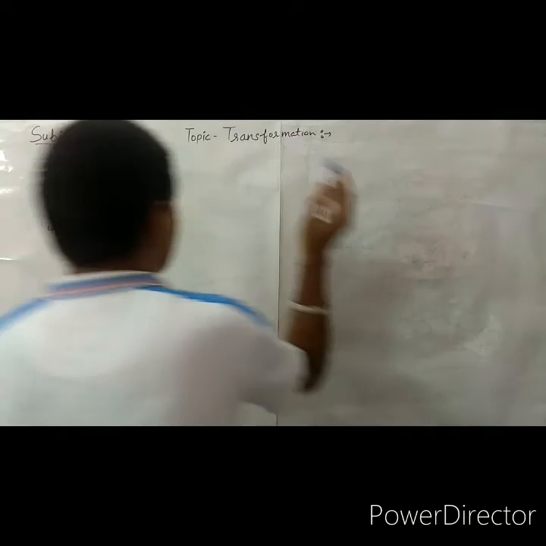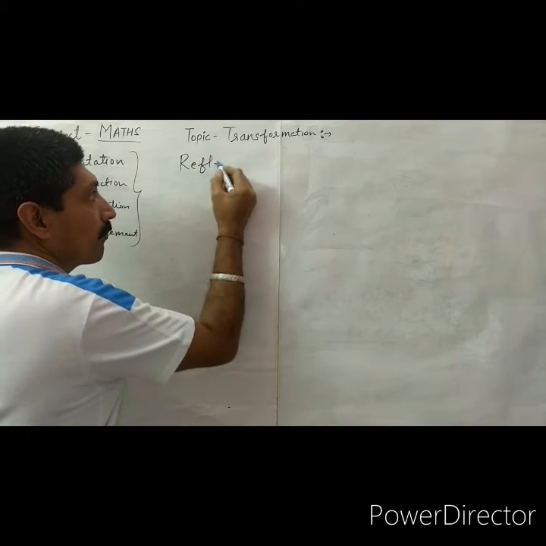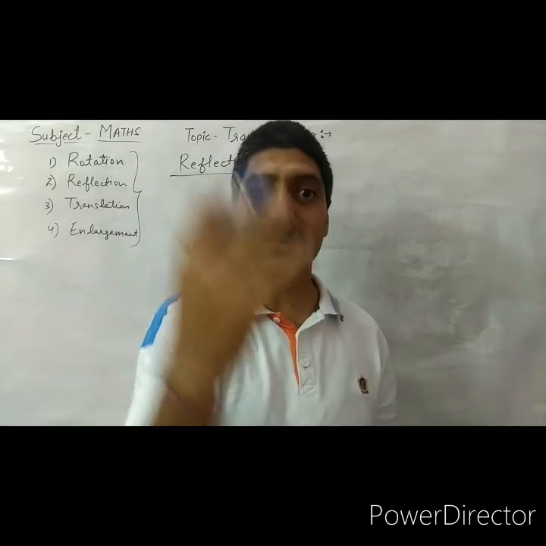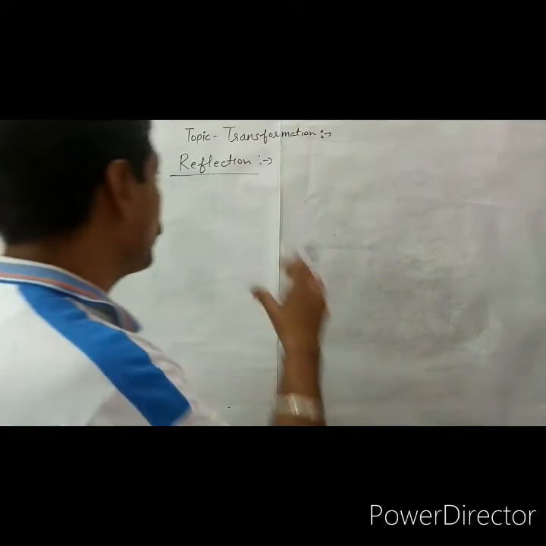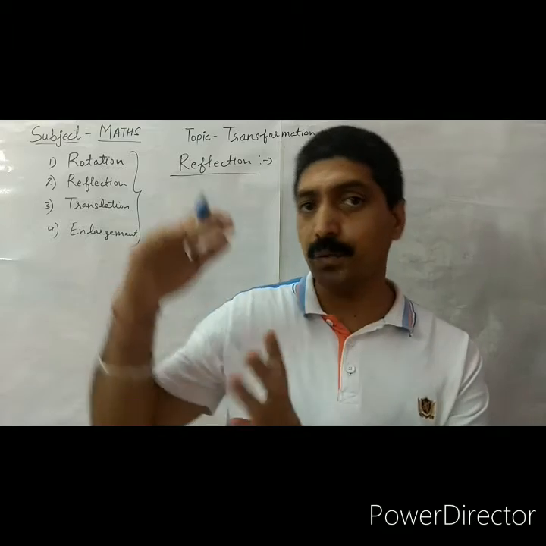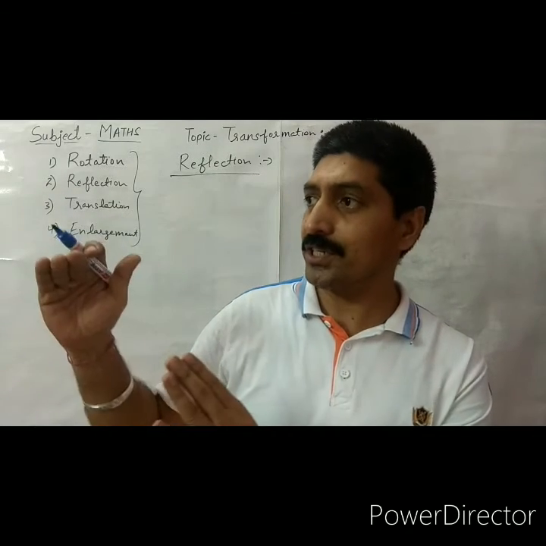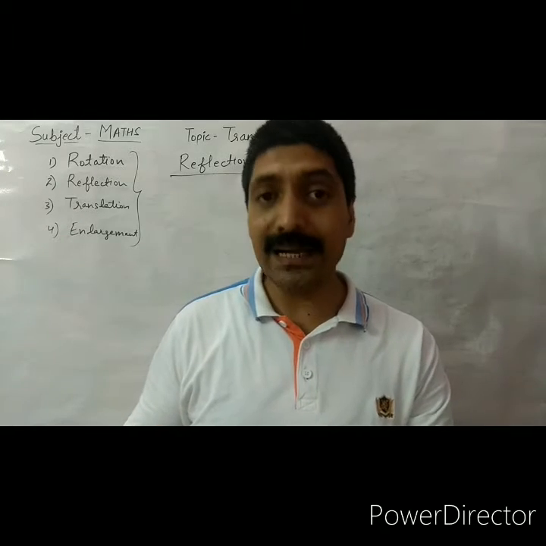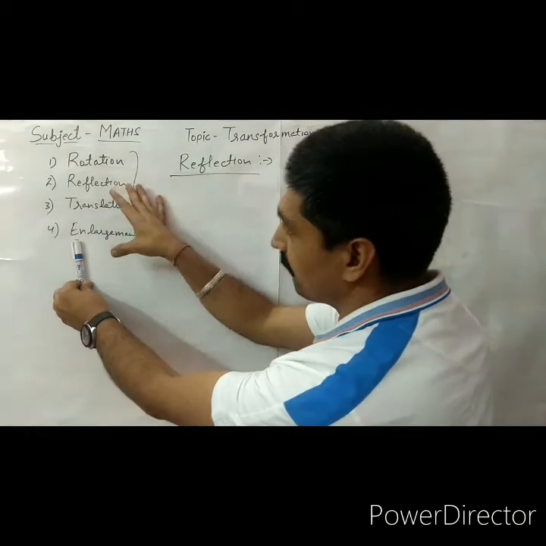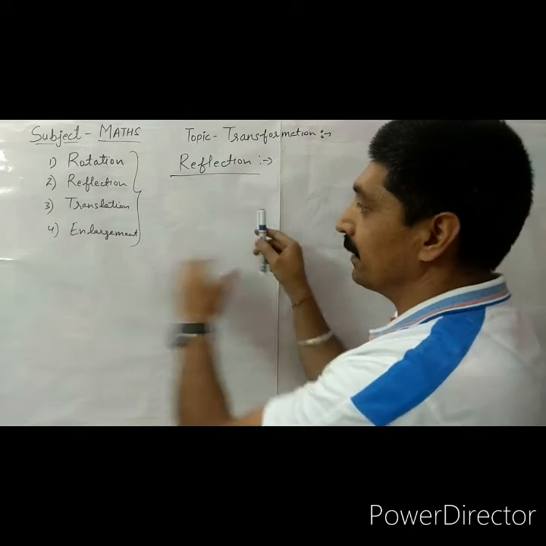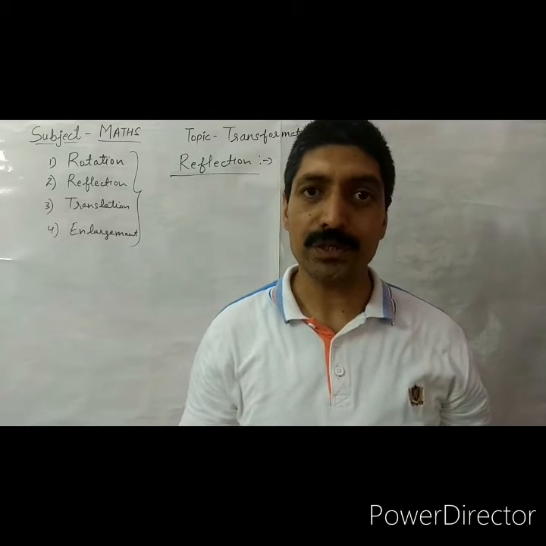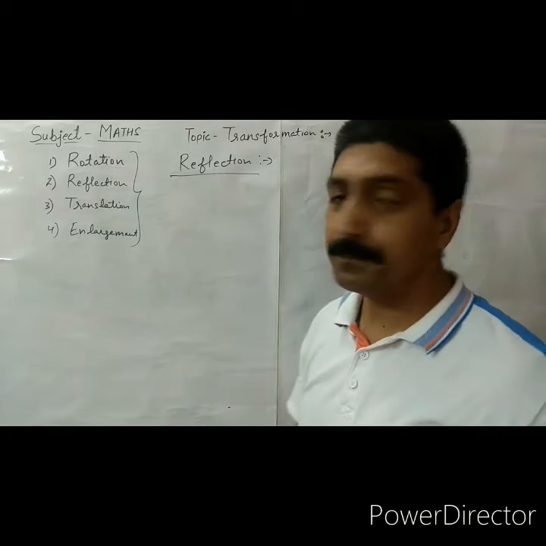So we'll start first with reflection, the mirror image. Whenever an object goes for transformation and there is a change in its position or shape, the result is called the image. If we have any object that goes through reflection, rotation or enlargement, then that changed shape or position is called the image. So let's start with reflection.